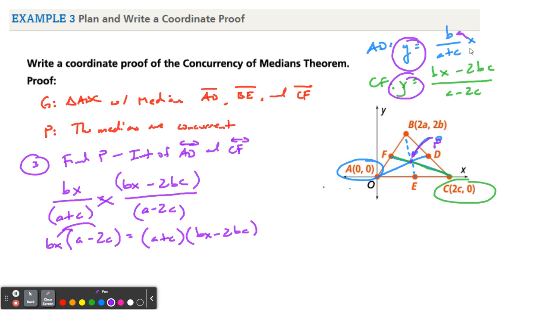Okay, let's distribute. So I go in alphabetical order. So bx times a is abx. Bx times negative 2c is negative 2bcx. Again, very easy to make mistakes. Try not to. Over here, a times bx is abx. I notice that's going to cancel. Great. A times negative 2bc is negative 2abc. C times bx is positive bcx. And c times negative 2bc is negative 2bc squared.